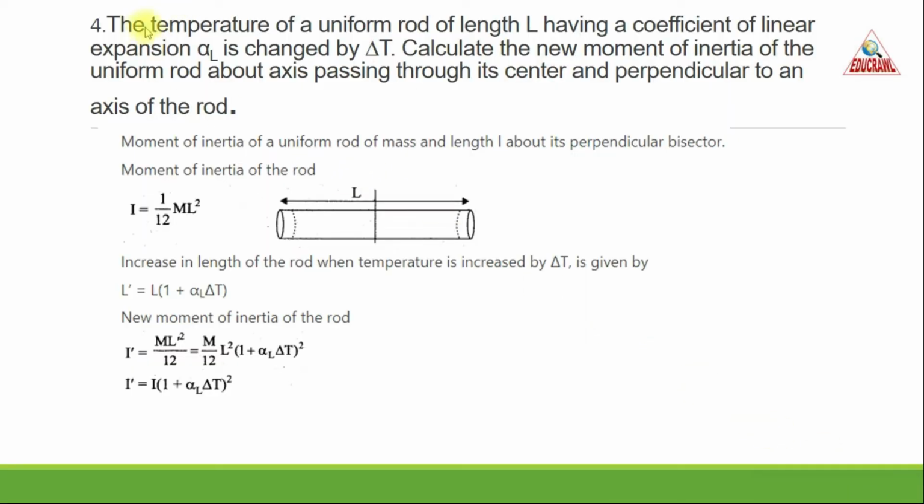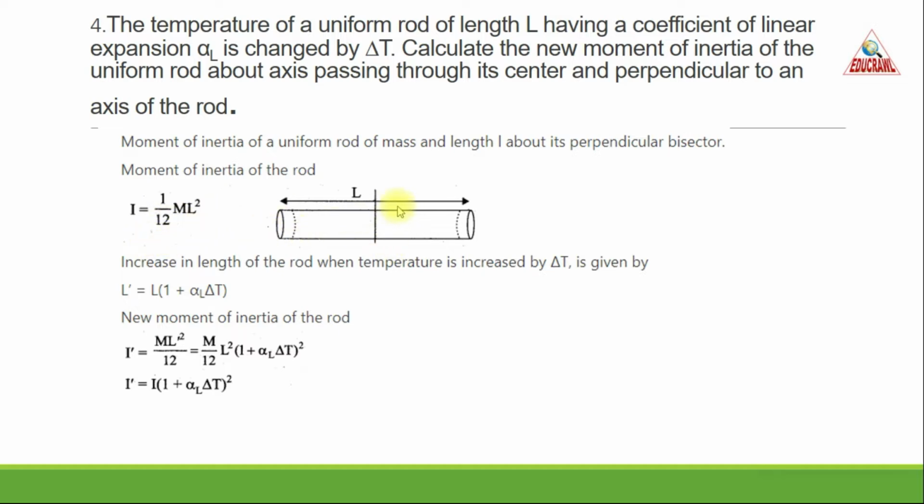The fourth problem is, the temperature of a uniform rod of length L having a coefficient of linear expansion alpha L is changed by del T. Calculate the new moment of inertia of the uniform rod about the axis passing through its center and perpendicular to the axis of rod. So you know that the moment of inertia of a uniform rod of mass m and length L about its perpendicular bisector, this formula we have discussed in volume 1, so I will be equal to 1 by 12 m L squared.